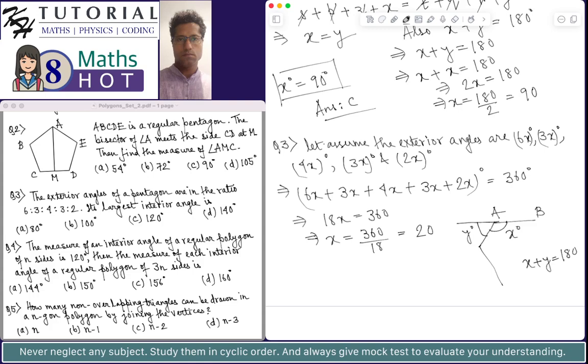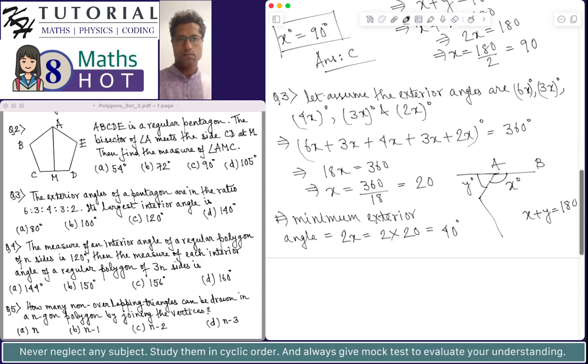Okay, now let's find what is the minimum exterior angle. So we have x equals 20. So definitely the minimum exterior angle will be as per the minimum part of the given ratio, that is 2. So it will be 2x, which is equal to 2 multiplied by 20, which is equal to 40 degree. 40 degree is the minimum exterior angle.